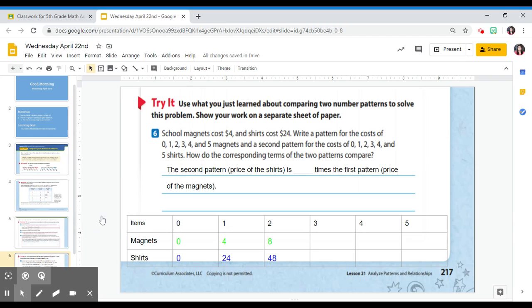So you can see here that I have created a sentence starter for you after looking at it. So I want you to say the second pattern, or the price of the shirts, is blank times the first pattern, or the price of the magnets. So how did I get from 0 to 0? How did I get from 4 to 24? How did I get from 8 to 48? There's a relationship there between the price of the magnets and the price of the shirts, and that's what I want you to figure out. Okay, so that is it for that slide.